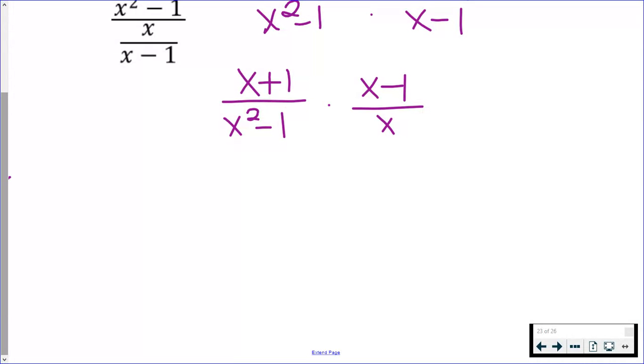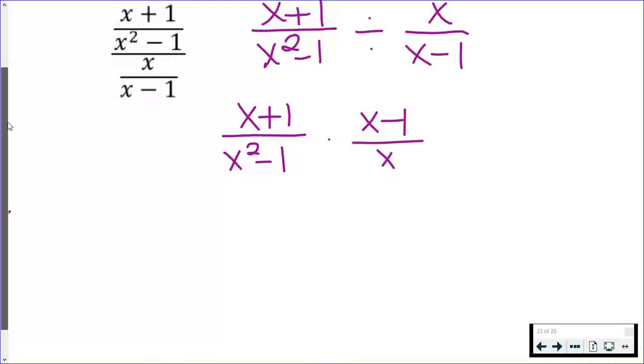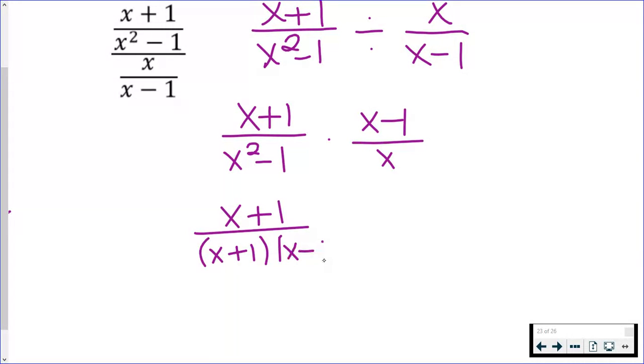When you simplify, you want to factor if possible, and then you'll be able to cross stuff out. Maybe. The only thing I can factor is x squared minus 1. That is a difference of squares. Square root of x squared is x, square root of 1 is 1. So now I've got an x minus 1 over an x minus 1. Those will end up canceling. Same with x plus 1 over x plus 1.